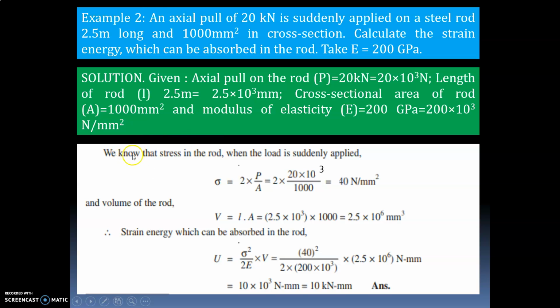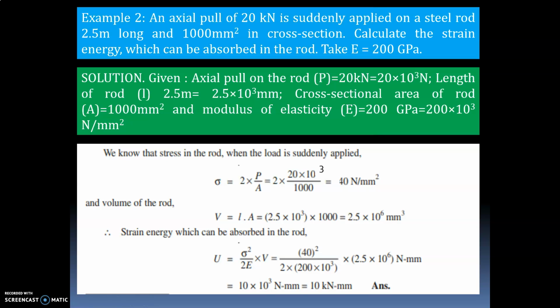How can we calculate it? We know that the stress in the rod when the load is suddenly applied, sigma, is equal to 2 times P divided by A. So 2 into the load, which is given as 20 into 10 raised to 3 Newton, divided by the area. The area is 1000. Simplifying this, you get 40 Newton per millimeter square. Okay, you know the area, and you calculated the stress.